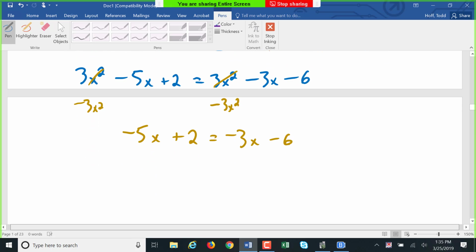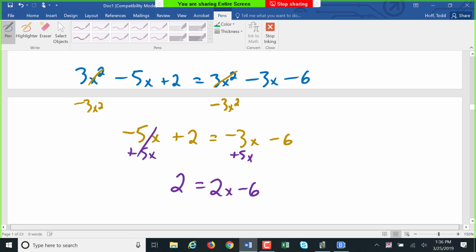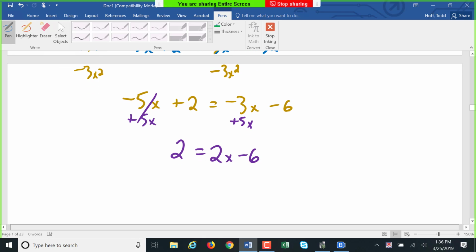Now I would get rid of the smaller of the two x's since there's one on each side. Negative 5 is smaller than negative 3, so I am going to add 5x to get 2 equals 2x minus 6. Now we just solve by adding 6. 8 equals 2x, and dividing by 2, 4 equals x.